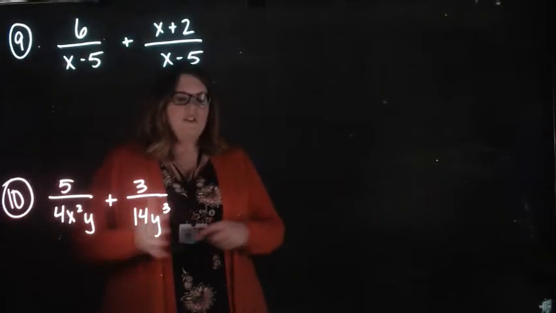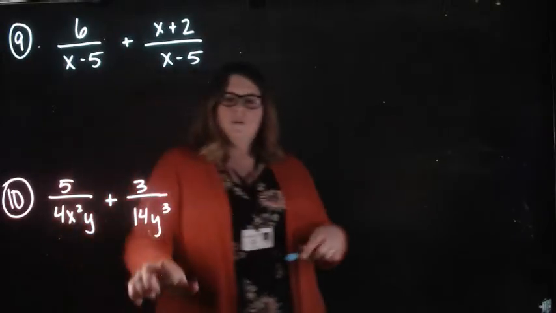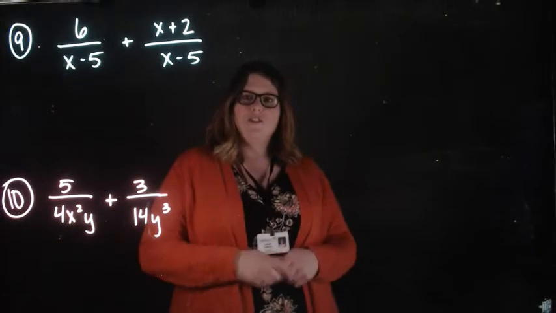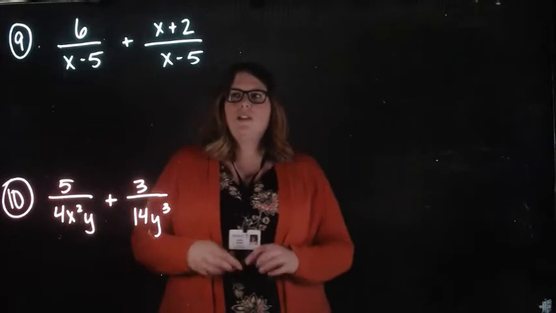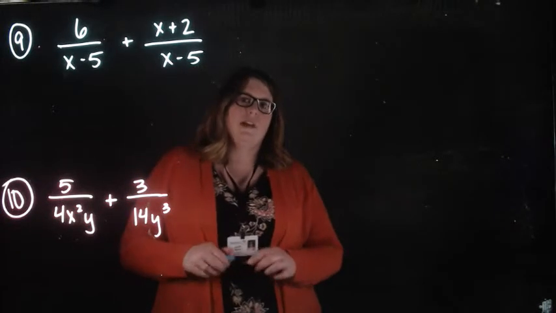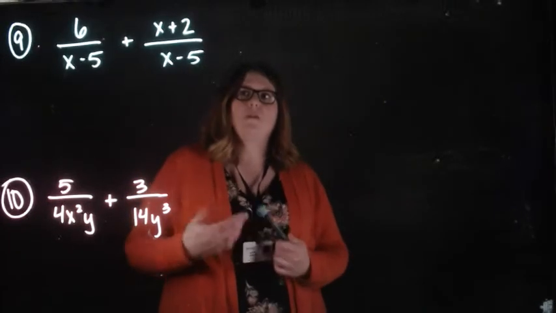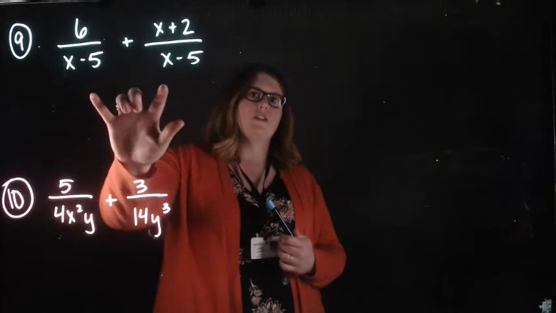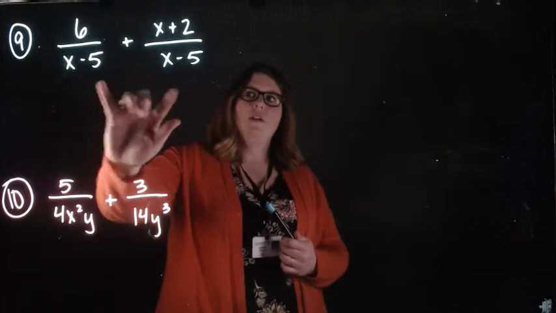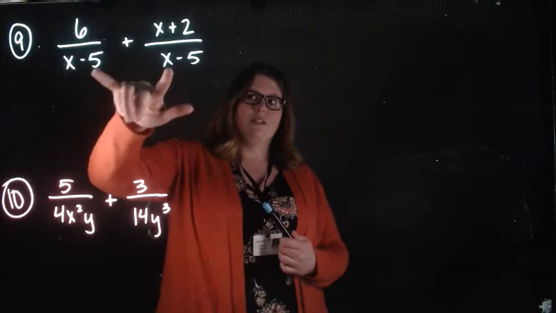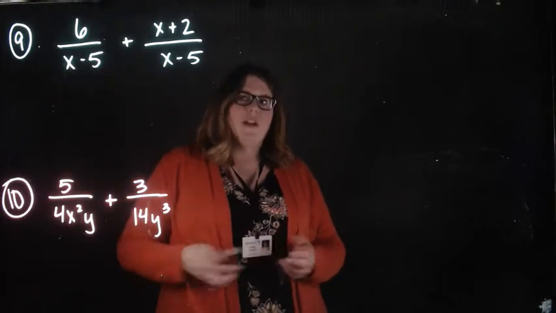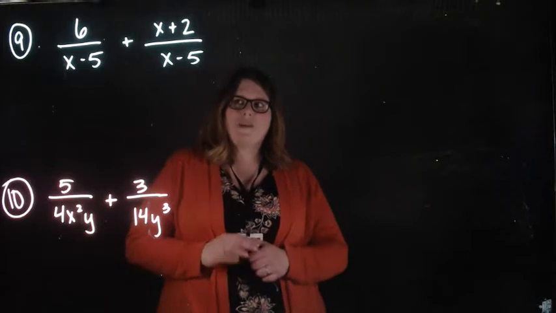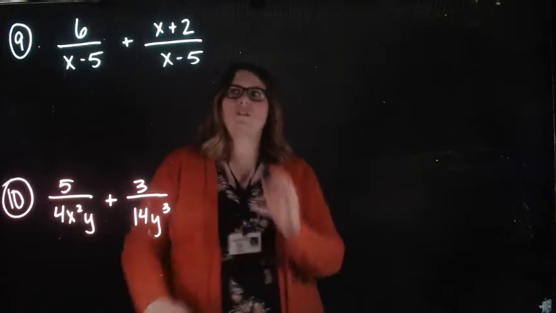All right, so let's continue building off our prior knowledge to work through some more challenging questions here. So number 9 is 6 over x minus 5 plus x plus 2 over x minus 5. When we're adding rational expressions, again, we need a common denominator. They're exactly the same, so that is awesome. Our common denominator is the same, so we don't have to find one because it already is common. What we can do is add our numerators.